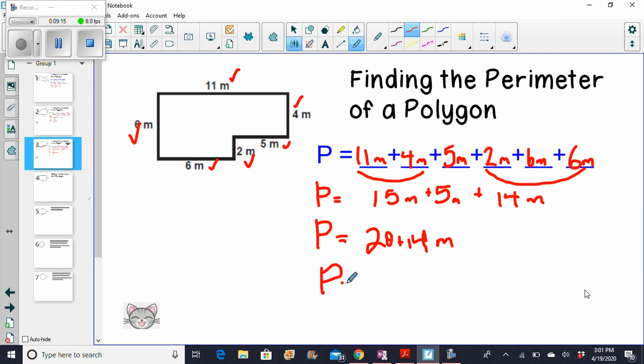We have a perimeter of 34 meters. Getting the hang of this? I hope you are.